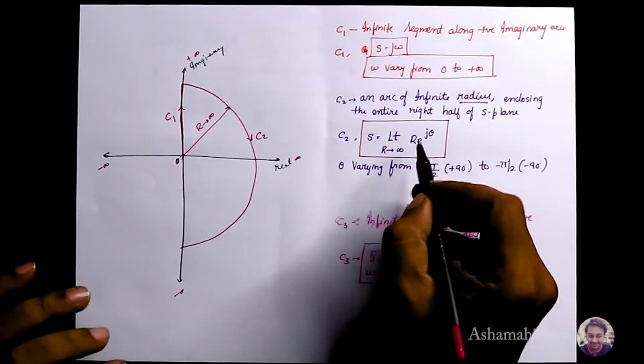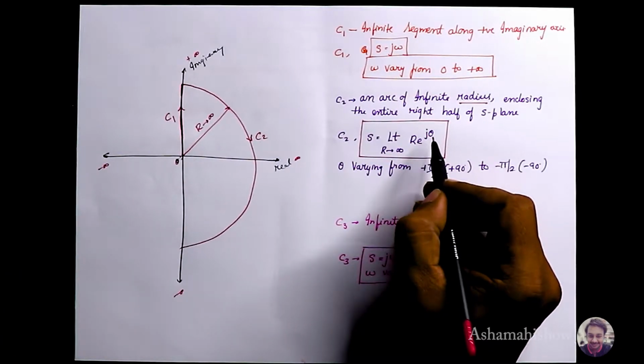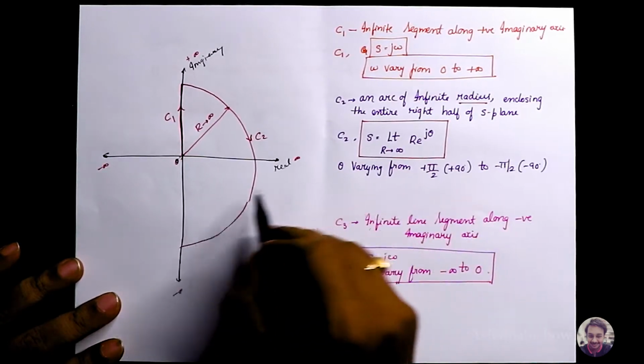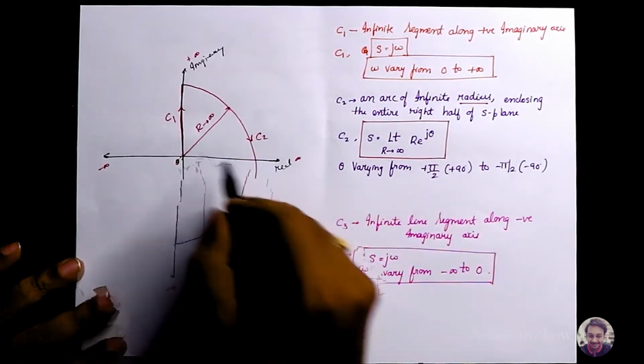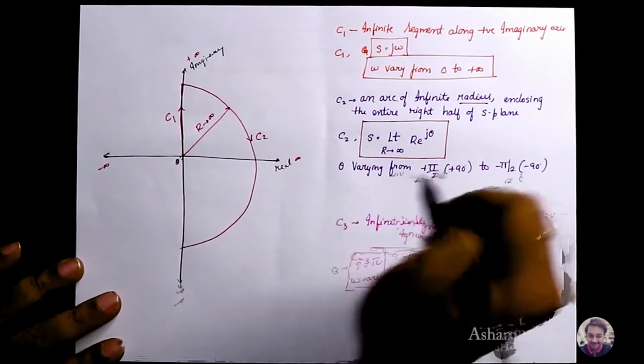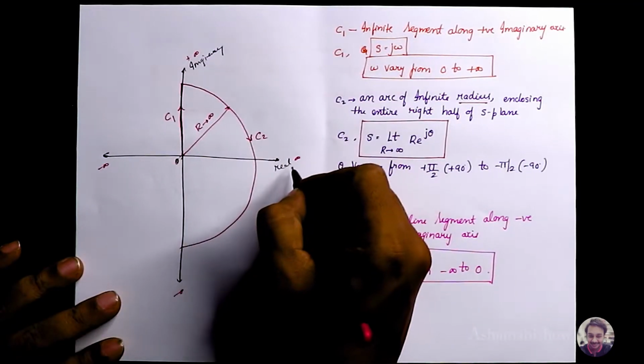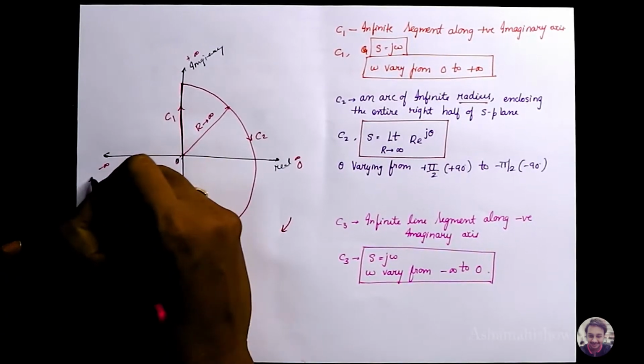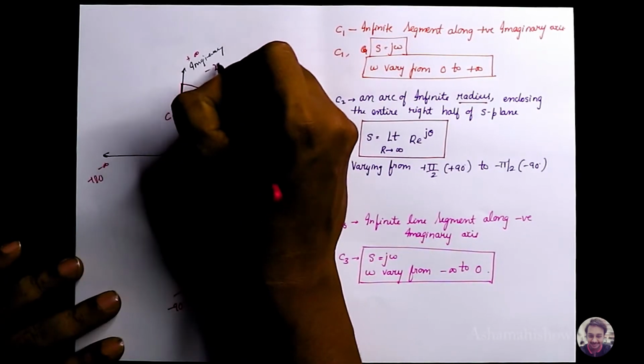E is the exponential, j is the imaginary, and theta is the angle. Theta varies from plus pi by 2. What is plus pi by 2? It is plus 90. As we told, if this is 0, if we are coming clockwise, this becomes minus 90, this is minus 180, and this minus 270.